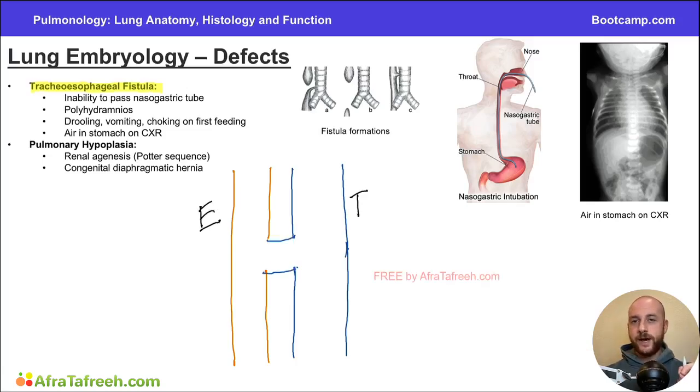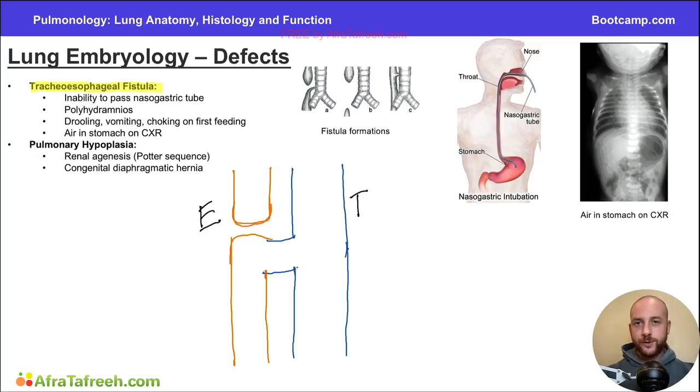Now, sometimes the obliteration doesn't occur in that little connector piece that I just showed previously. Sometimes the obliteration actually occurs above the connection in the esophagus. And what this is going to result in is the upper portion of the esophagus is going to close and become a blind loop, whereas the lower portion of the esophagus is actually going to retain its connection to the trachea. And this is the most common way that the tracheoesophageal fistula forms.